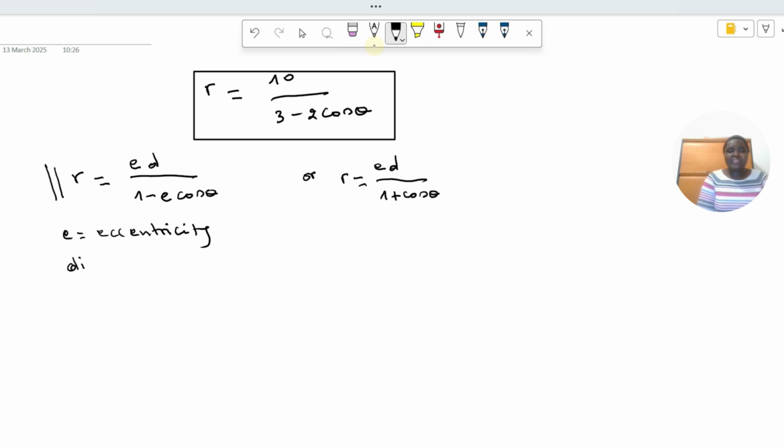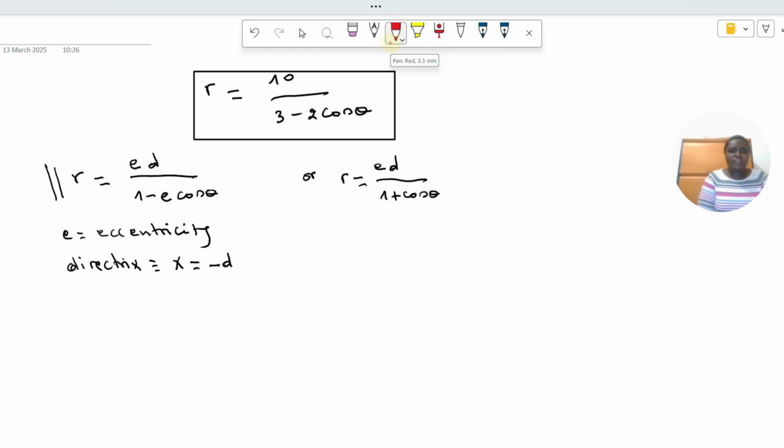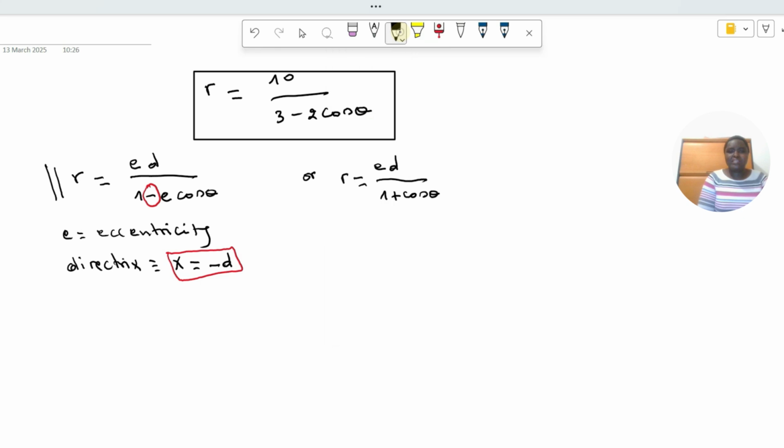But then the directrix will have equation x equal to minus d, because we have, let me take another color, this minus sign here. When we have a minus sign, the directrix will have this equation, and E is always the eccentricity. And in the second case, E is always the eccentricity.